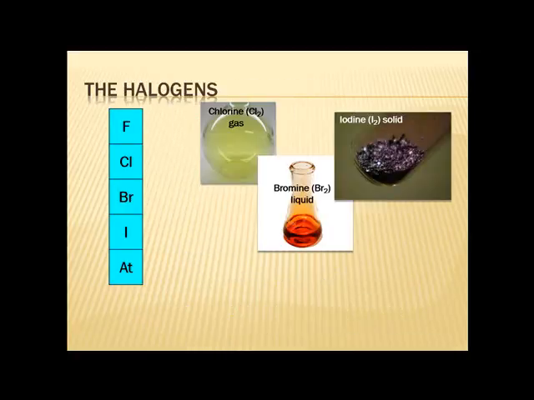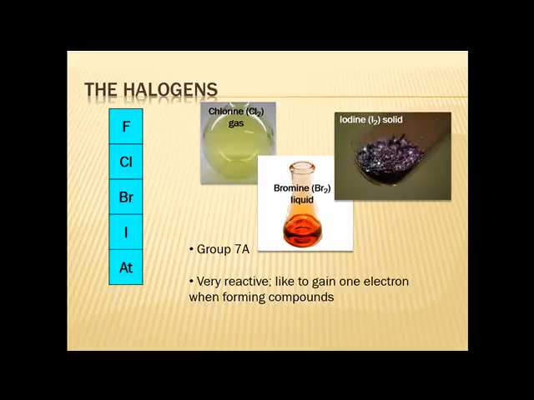The third group I want you to be aware of is the halogens. That's group 7A over on the other side of the periodic table, with fluorine, chlorine, bromine, iodine, and astatine. What's interesting about the halogens is that they act differently than the metals on the other side of the periodic table. They are very reactive, just like the alkali metals are reactive, except alkali metals like to lose electrons. Halogens really like to gain electrons when they form compounds.